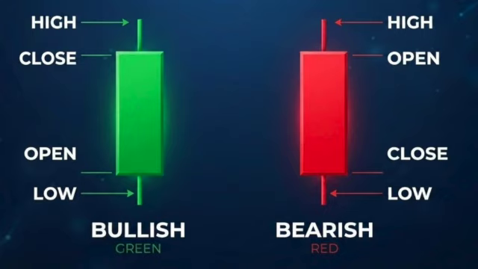To make this dummy-proof, imagine a stock opens at $10. During the day, anxious sellers drag it down to $8. Then, aggressive buyers push it all the way up to $15, before it finally settles and closes at $13. Because it closed higher than it opened, it's a green candle. The body stretches from 10 to 13, and the wicks stretch down to 8 and up to 15.